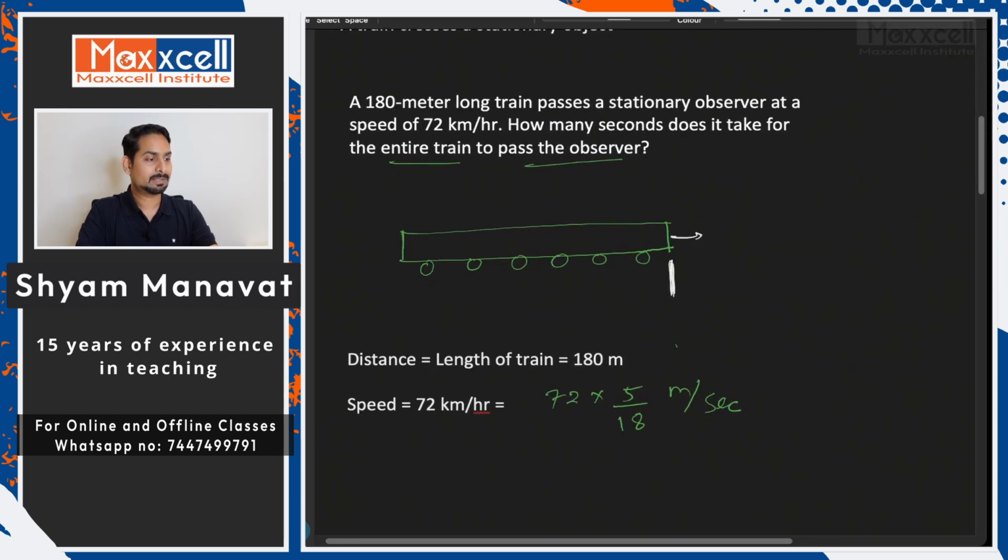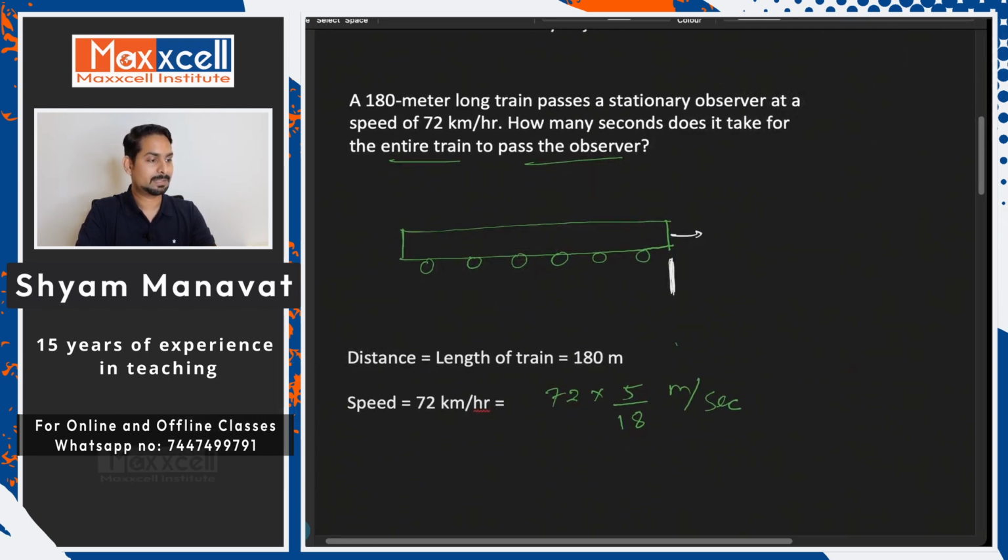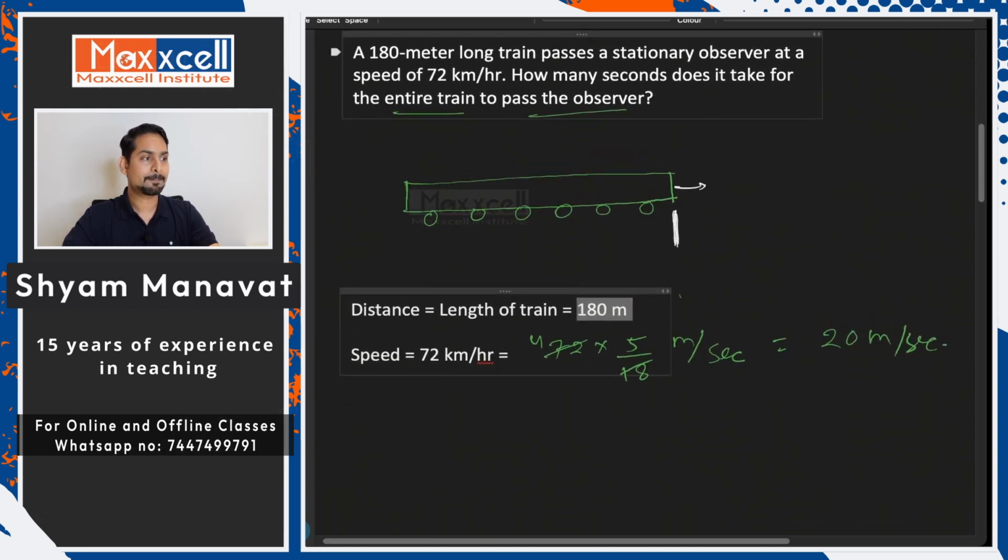If I simplify this, 18 4s are 72 and 4 5s are 20. So here I got 20 meters per second, right? That's only speed. We have converted the unit so that the units are in the same form: meter per second and distance in meters. Perfect. Now what do we need to find out? The question said find the time, how many seconds.